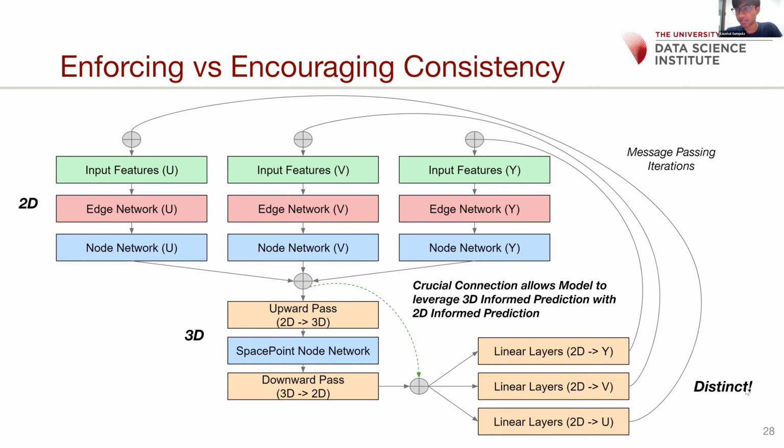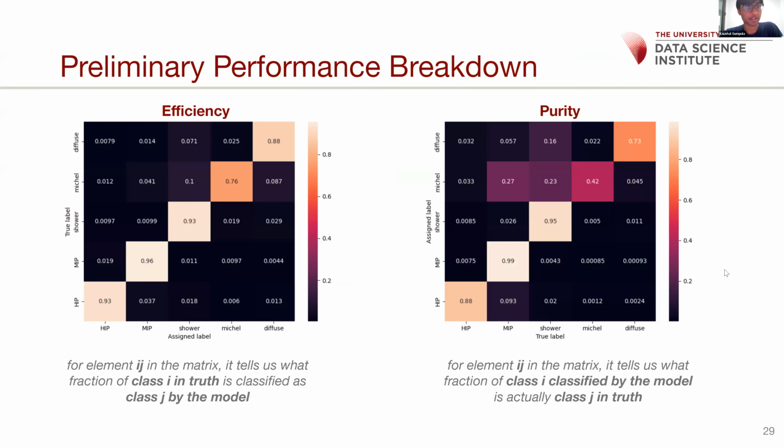The important case here is that these results are now distinct. They're not necessarily copies of one another. And this actually worked pretty well. So as a preliminary performance breakdown, on the left, we have an efficiency matrix.